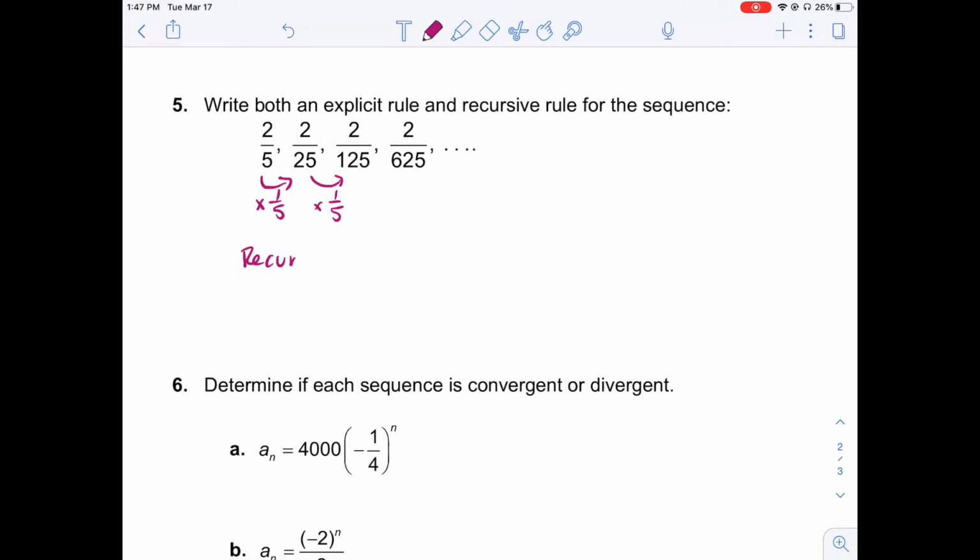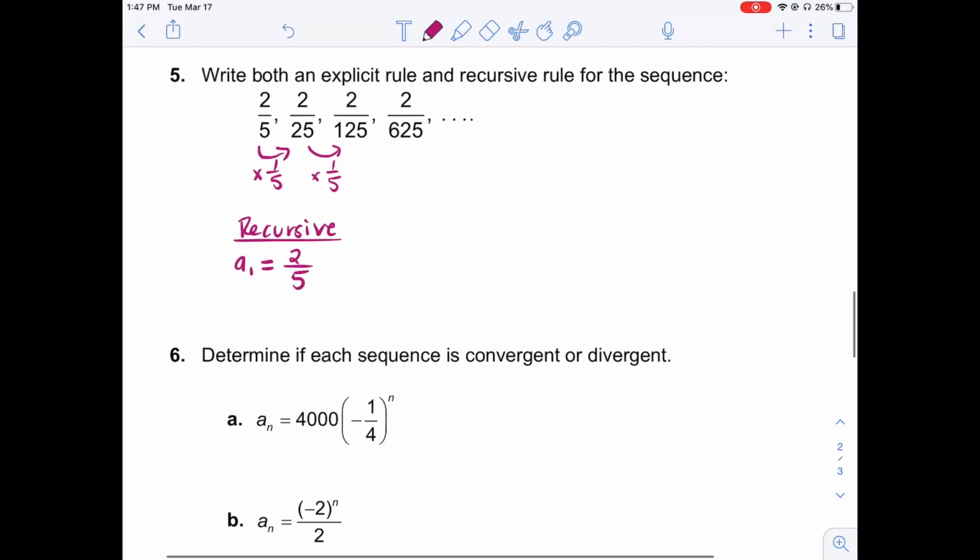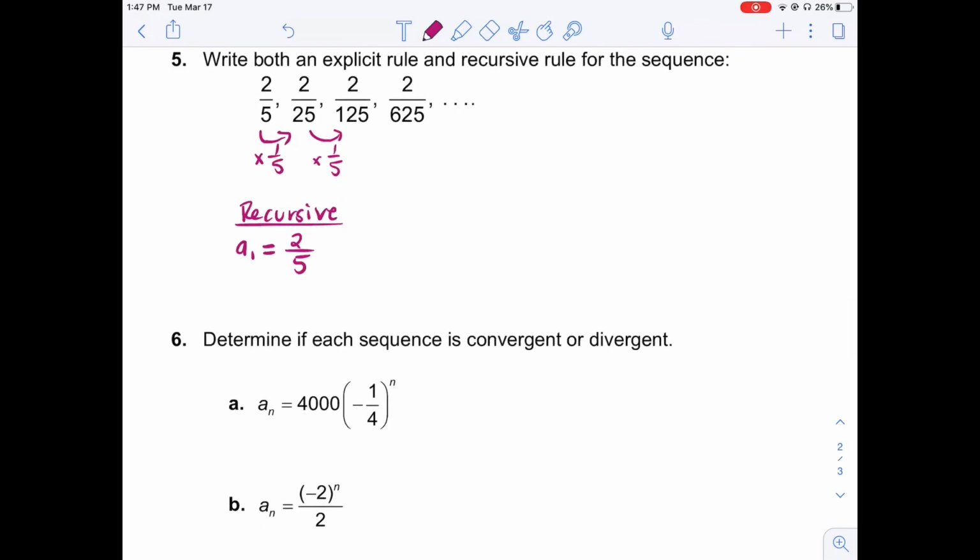For the recursive rule, we need two things. We first need to know where we're starting. So the first term, a1, would be 2/25. So we've defined it that way. And then next, as we go, we need to make a general rule for any term.